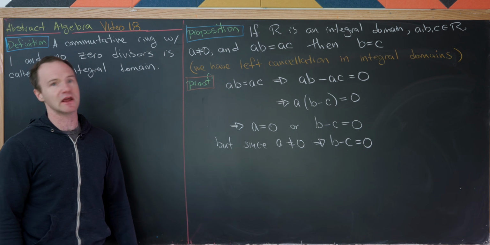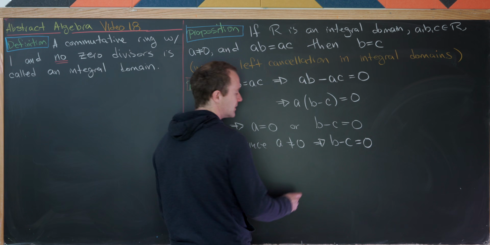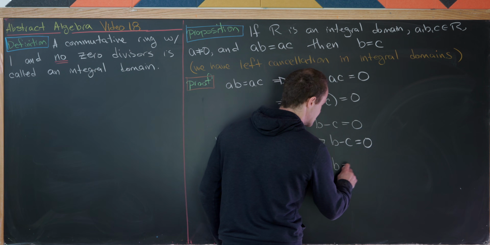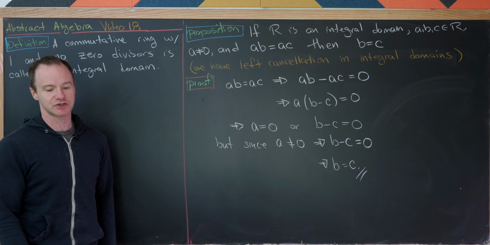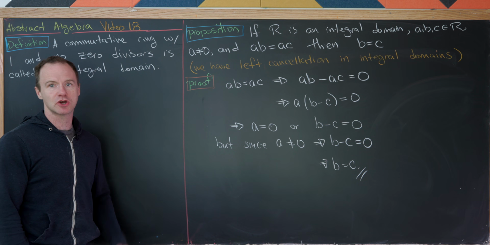Notice we assumed that A was not equal to 0. But if B minus C is equal to 0, then B is equal to C, which is exactly where we wanted to end up in this situation. Okay, let's go on and do another one.